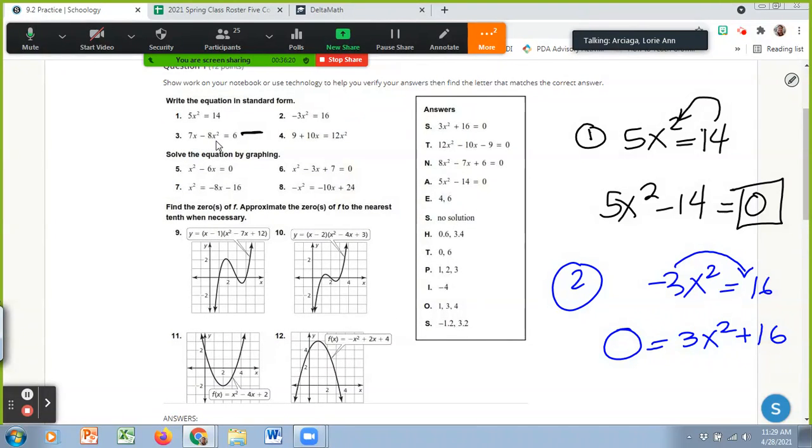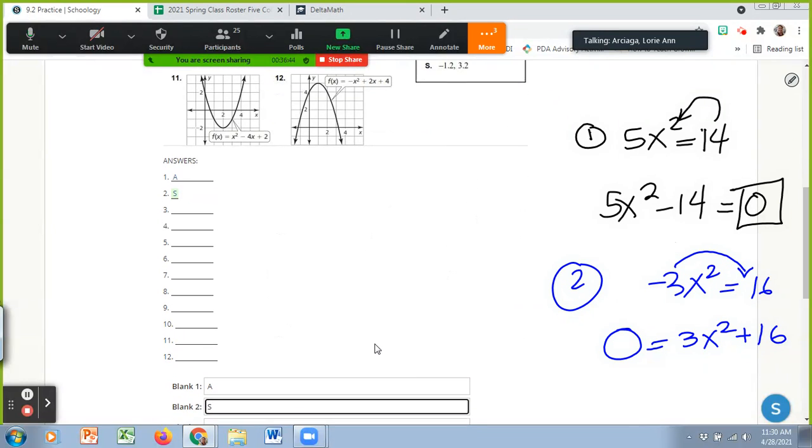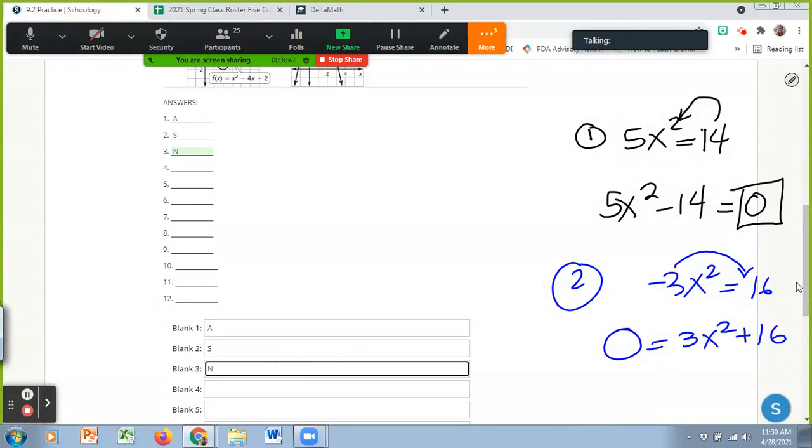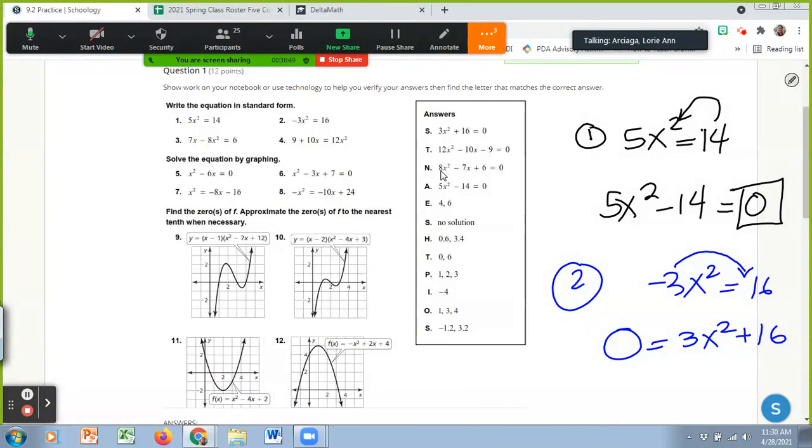This is number 3. You have to switch them around because 8x squared must be first, right? But since it's negative, I think in the answer, they move it to the right. So what letter can you find something similar with an 8x squared? N. All right. So N. Yeah, you see that letter N over there? It's 8x squared when you move it to the right, and then the positive 7x will become negative 7x.